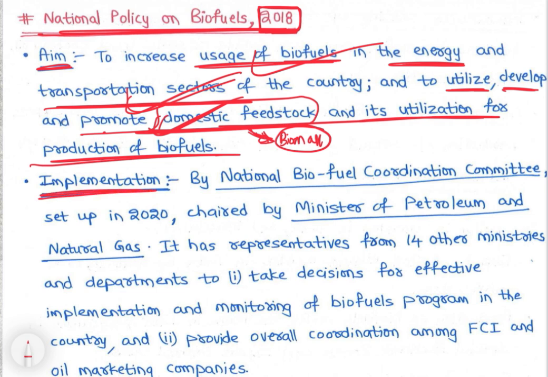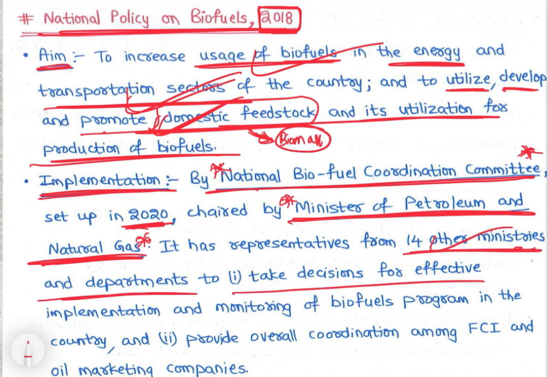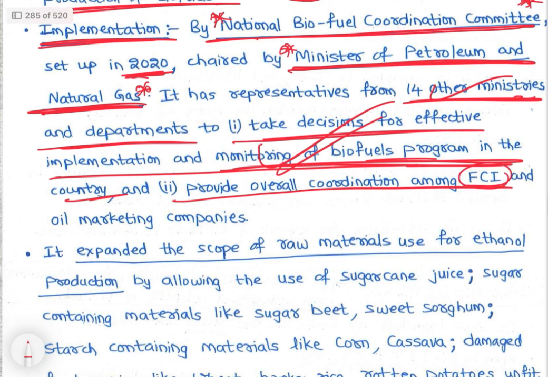Then implementation by the National Biofuel Coordination Committee. National Biofuel Coordination Committee set up in 2020, chaired by the Minister of Petroleum and Natural Gas. It has representatives from 14 other ministries and departments to take decisions for effective implementation and monitoring of the biofuel program in the country, right? Provide overall coordination among FCI and oil marketing companies.